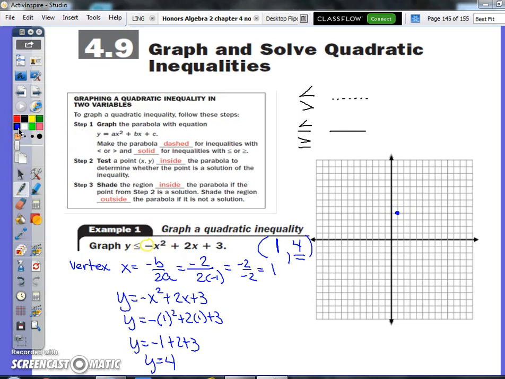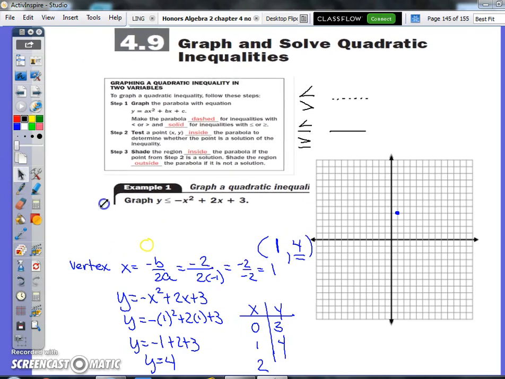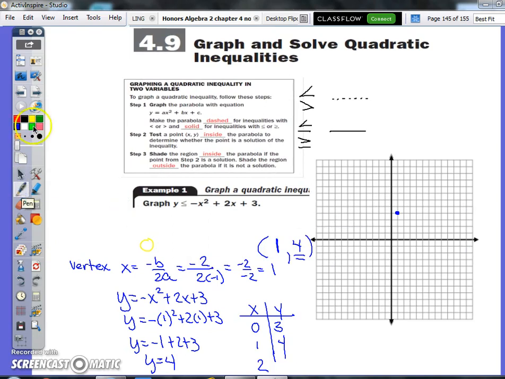At this point, to finish this, you make a T-chart, x, y. You put 1, 4. We're going to put 0 here. We're going to put 2 here. When you plug in and put 0 in, you get 3. All right? And I'm going to show you this. Let me move my screen a little bit. So when we plug in, we're assuming it's equal right now. Don't worry, we'll get to the less than in a minute. You say negative 0 squared plus 2 times 0 plus 3. This all goes away. Y is 3. That's how we got the 3 right here.